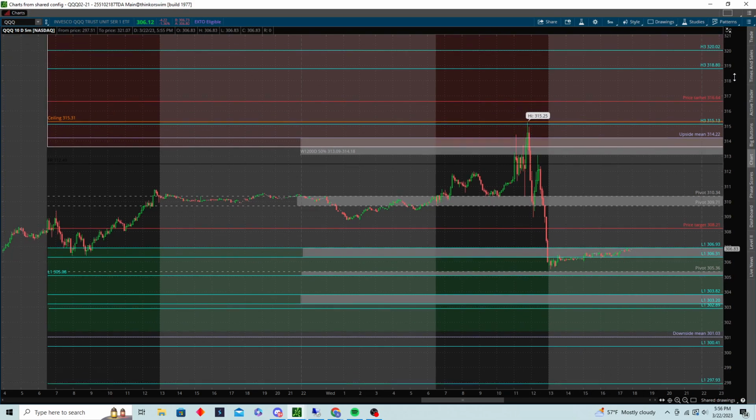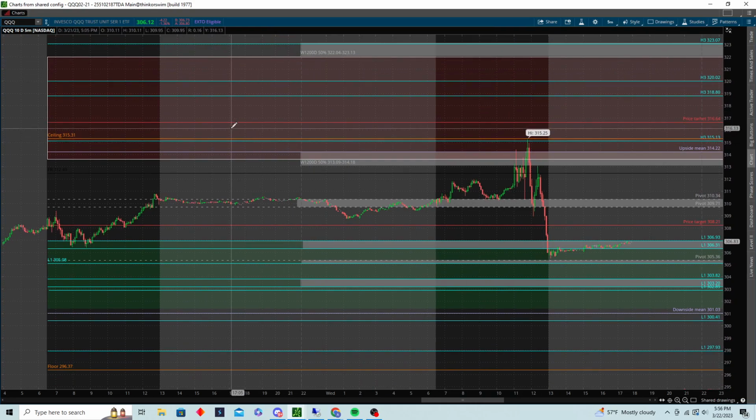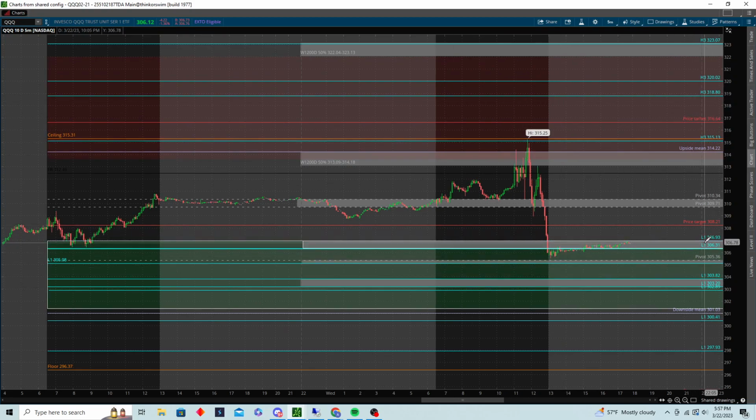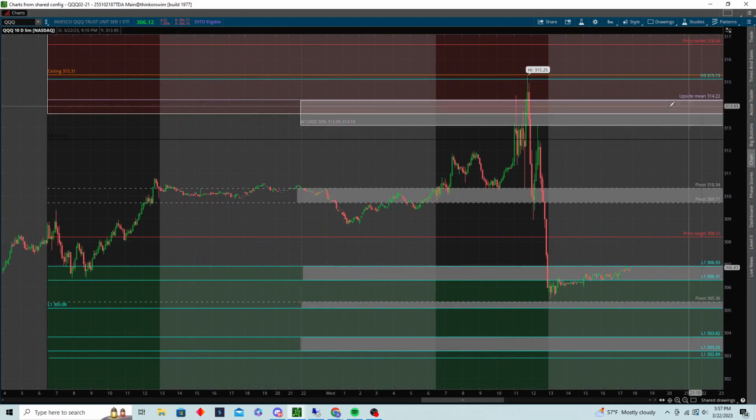So if you look at it here, everything in this red zone is considered a short zone because we're setting H3 values on the fractal system. And then down here, we'd be setting L1 values. So these are all long areas. So we ended up taking puts.